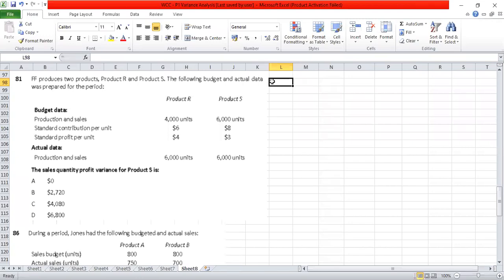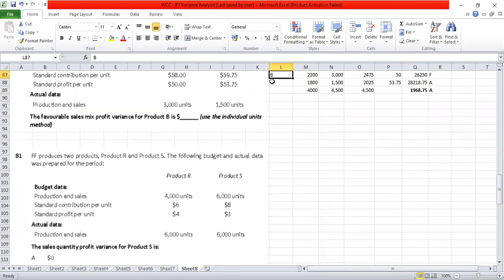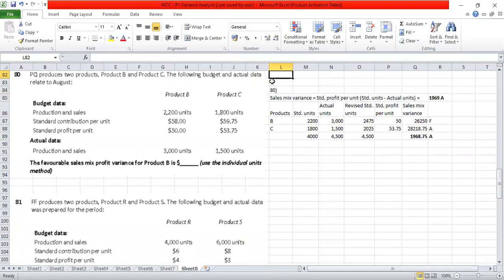So work out this one: sales quantity profit variance for product B. In the previous question they didn't ask for the total, they asked only for product B. The product B is 26,250 favorable. If it is total, it is 1,969 adverse. But if it is only for product B, it is 26,250 favorable. I have done the total. So the answer would be 26,250 favorable.